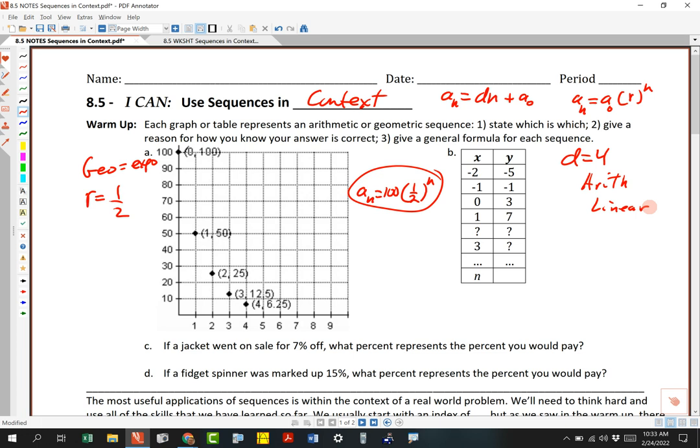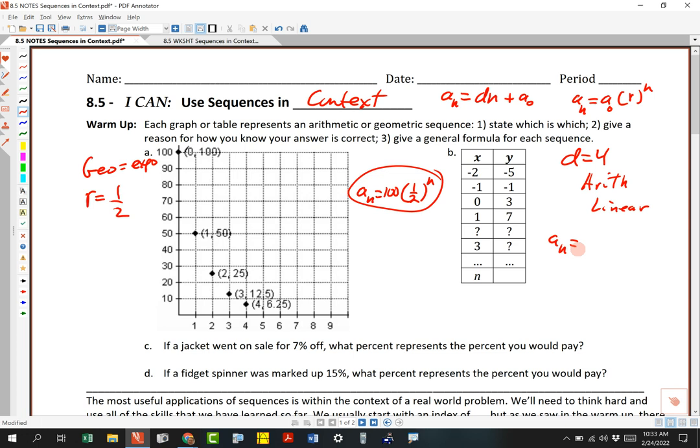We're not doing the entire line. We're not connecting all the pieces. We're just talking about those particular dots right there. So we've got enough information. We've got the common difference. We know that it's arithmetic. It would be a linear shape if we were to graph it. So we're going to use this formula right here. We're going to write a sub n equals.